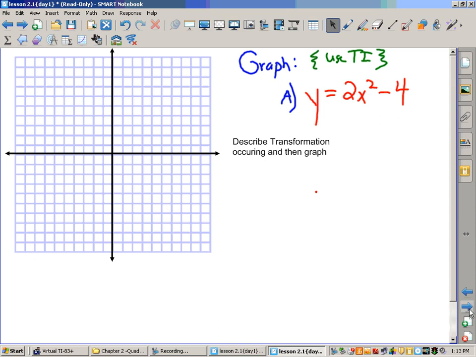We shouldn't need a TI. I want you to, without your TI, go ahead and write down first what transformation you think is going to occur. Then go ahead and graph it. You got that written down and graphed, flip your work up so I can see it.